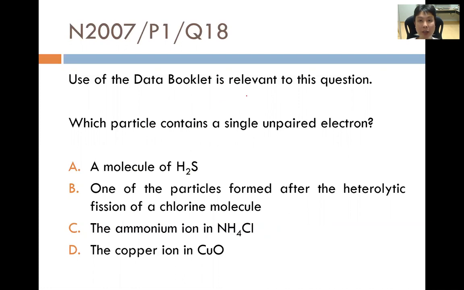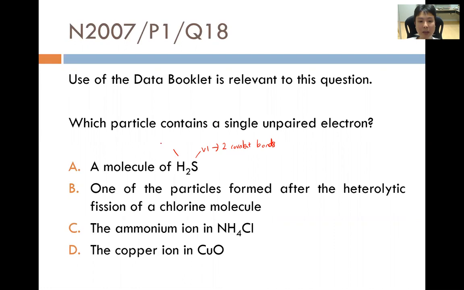A, a molecule of H2S. So the first thing, if we want to draw a dot and cross diagram of any molecule, the most important thing is always to figure out the group number in which all the elements are in. So this is in group 6. And if it's in group 6, it's 2 electrons short of octet configuration. And since it's a non-metal compound, it's a covalent bonding type of molecule, it will mean that it will form a total of 2 covalent bonds for it to obtain stable noble gas configuration.